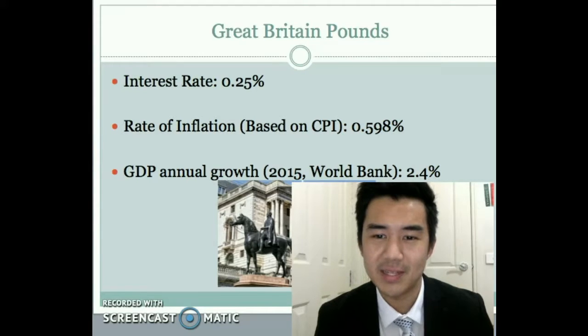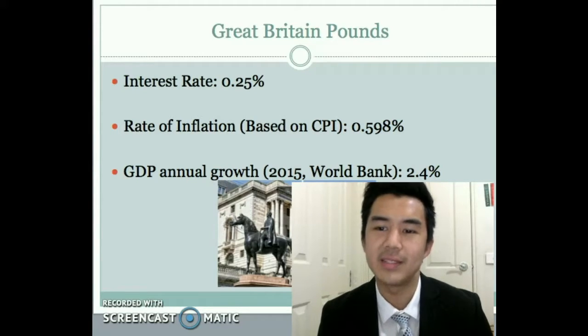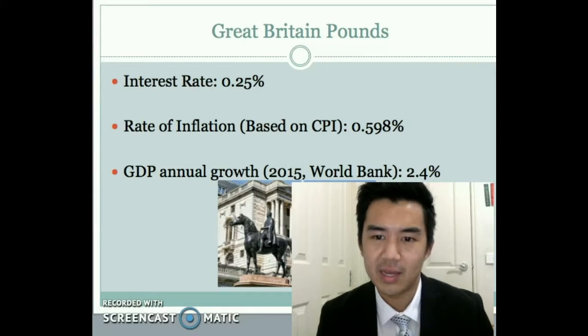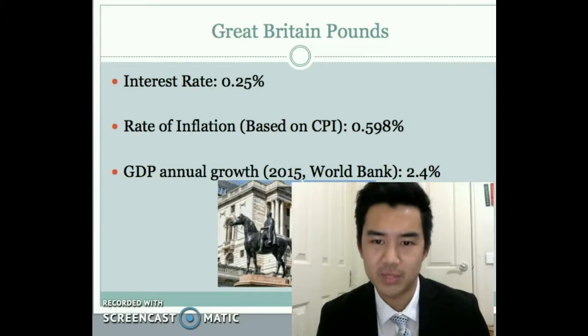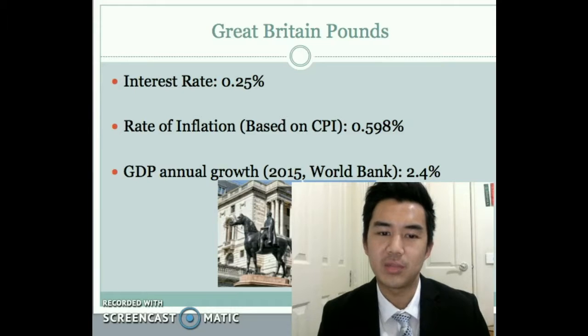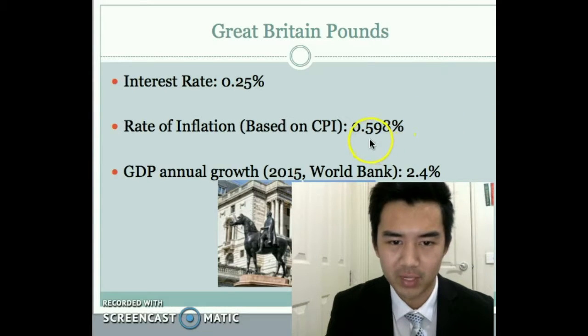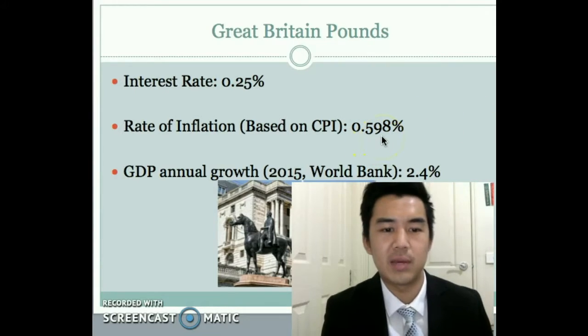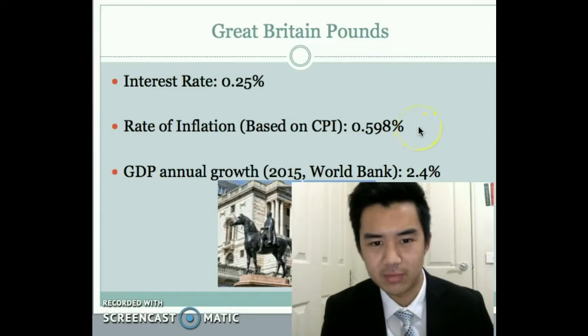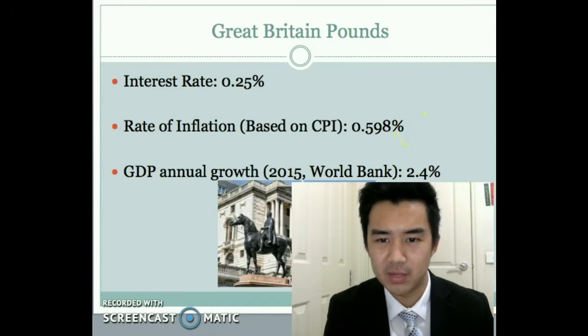Hello, my name's Hayden, and I'll be talking about the GBP for Group A. The GBP is basically an acronym of the Great British Pound, and it is the currency of the United Kingdom. It currently has an interest rate of 0.25%. It has a rate of inflation based on CPI of 0.598%, and it has a GDP annual growth, according to the World Bank 2015, of 2.4%.